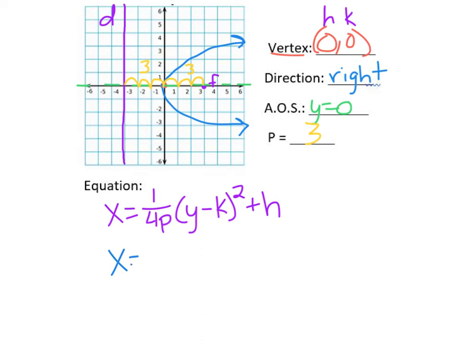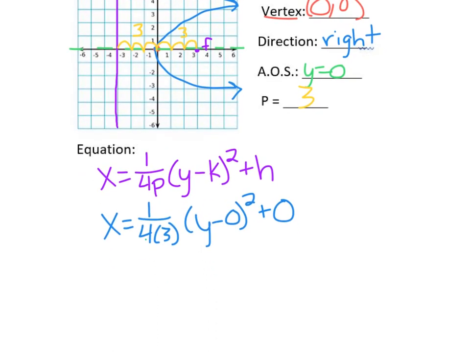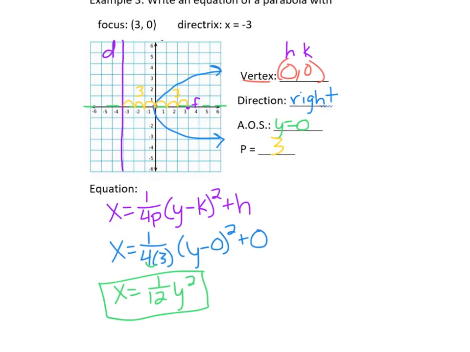So x equals 1 over 4 times 3. Y minus k is 0 squared plus h, which is 0 also. I just need to multiply right there. We get 12. So x equals 1 over 12. And again, I don't have to put all of those extra zeros. You can leave them there if you want, or you can just rewrite it as y squared. Either way is perfectly acceptable. So that's it. That's the equation for this parabola.